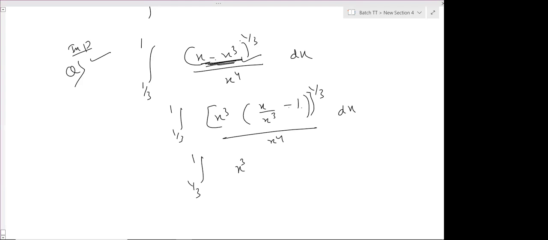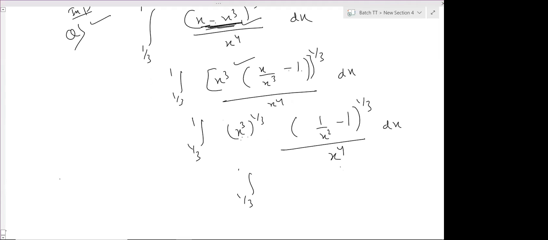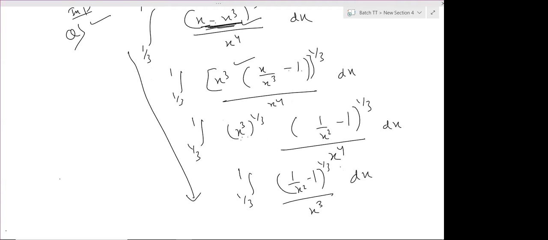All right. So this is x cube to the power 1 upon 3, times (1 upon x squared minus 1) to the power 1 upon 3. I did not do anything special, just broke down the powers. So x cube to the power 1 upon 3 is x. x and x to the power 4 can be cancelled. So what remains is x cube in the denominator. Right. These steps are compulsory. If you have to solve this type of question, you cannot skip any step.